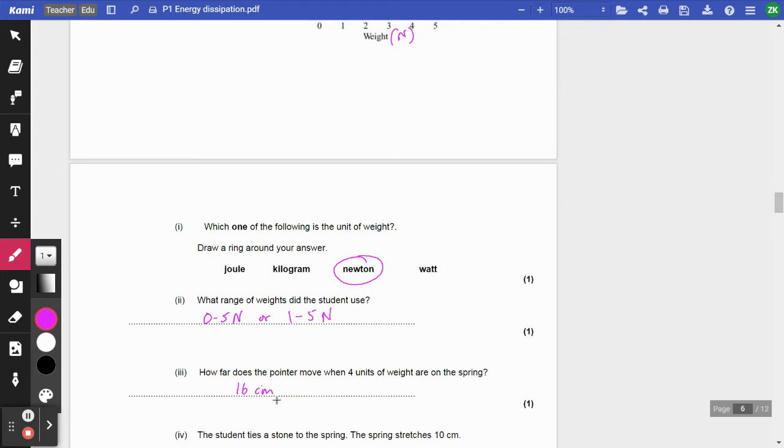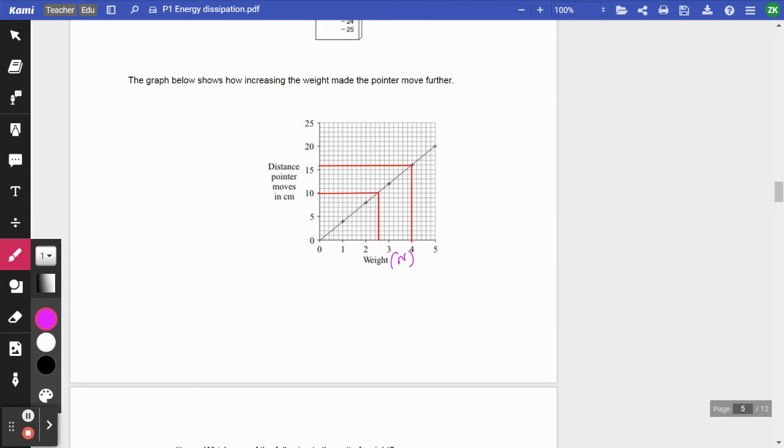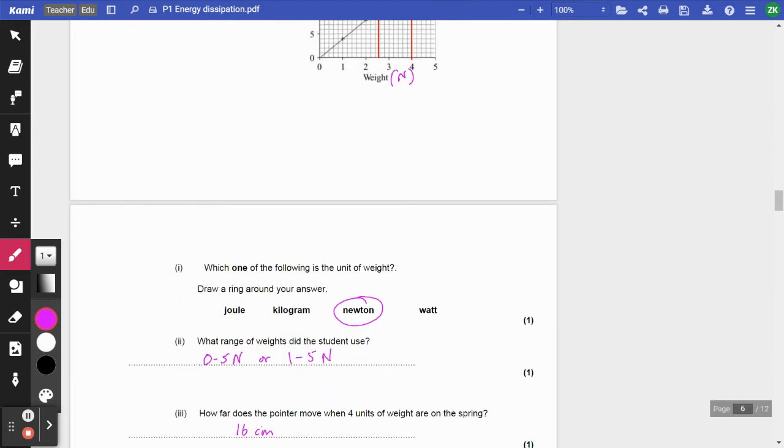What is the range of weight the student used? Normally this data is in a table, but as it's a graph, we can see that the weights start off from 0 and go to 5. Every point that has been plotted refers to a weight. So they used 1 newton, 2 newtons, 3 newtons, 4 newtons, 5 newtons. So the range of weights could have been from 0 to 5, or from 1 to 5 newtons was used.